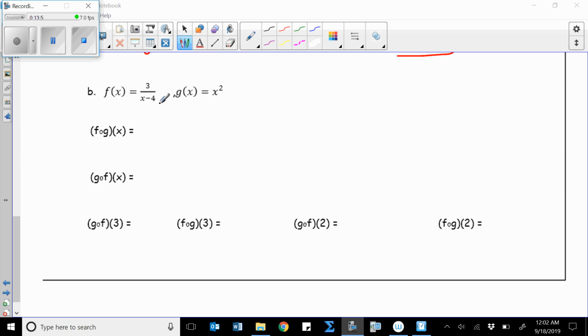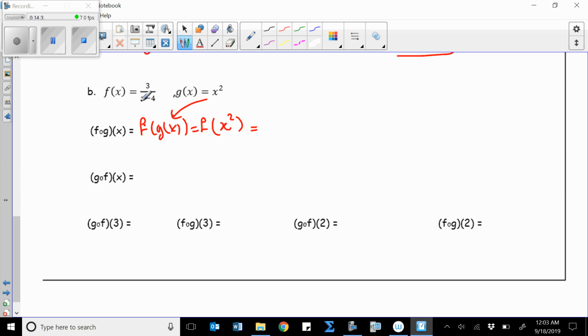In part B, we have two other different functions, and we try to find f of g of x first. So again, f of g of x. Whatever I have for g of x, which is x squared, is going to replace here for g of x. So I'm going to keep the outside one untouched, and then inside, instead of g of x, we can replace x squared.